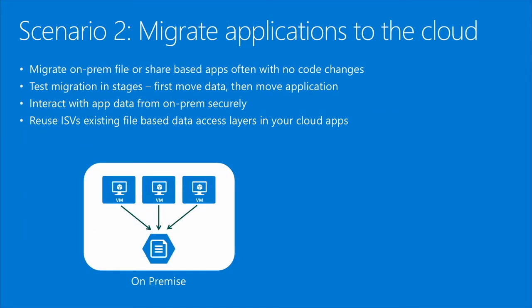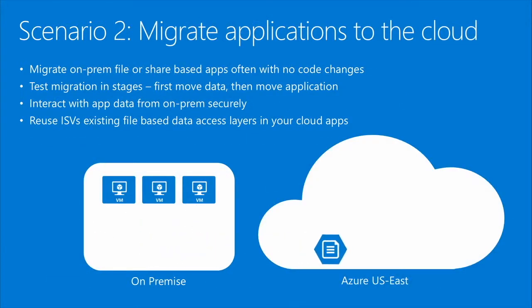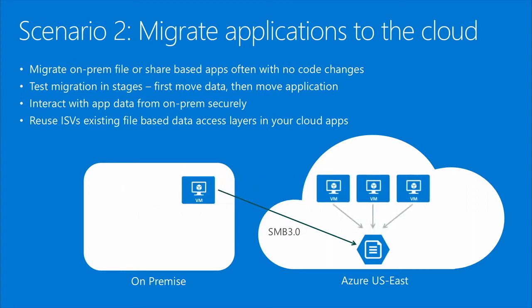The second scenario is having migrated your data to the cloud, you now want to start thinking about how you actually migrate file or file share-based applications to the cloud. One of the great things with SMB is during testing, you can migrate your data to the cloud and have your existing applications connect to that data just to test functionality of your application. Once you're convinced that the functionality works, move your applications over, have them run in a VM, and you've basically migrated your application to the cloud.